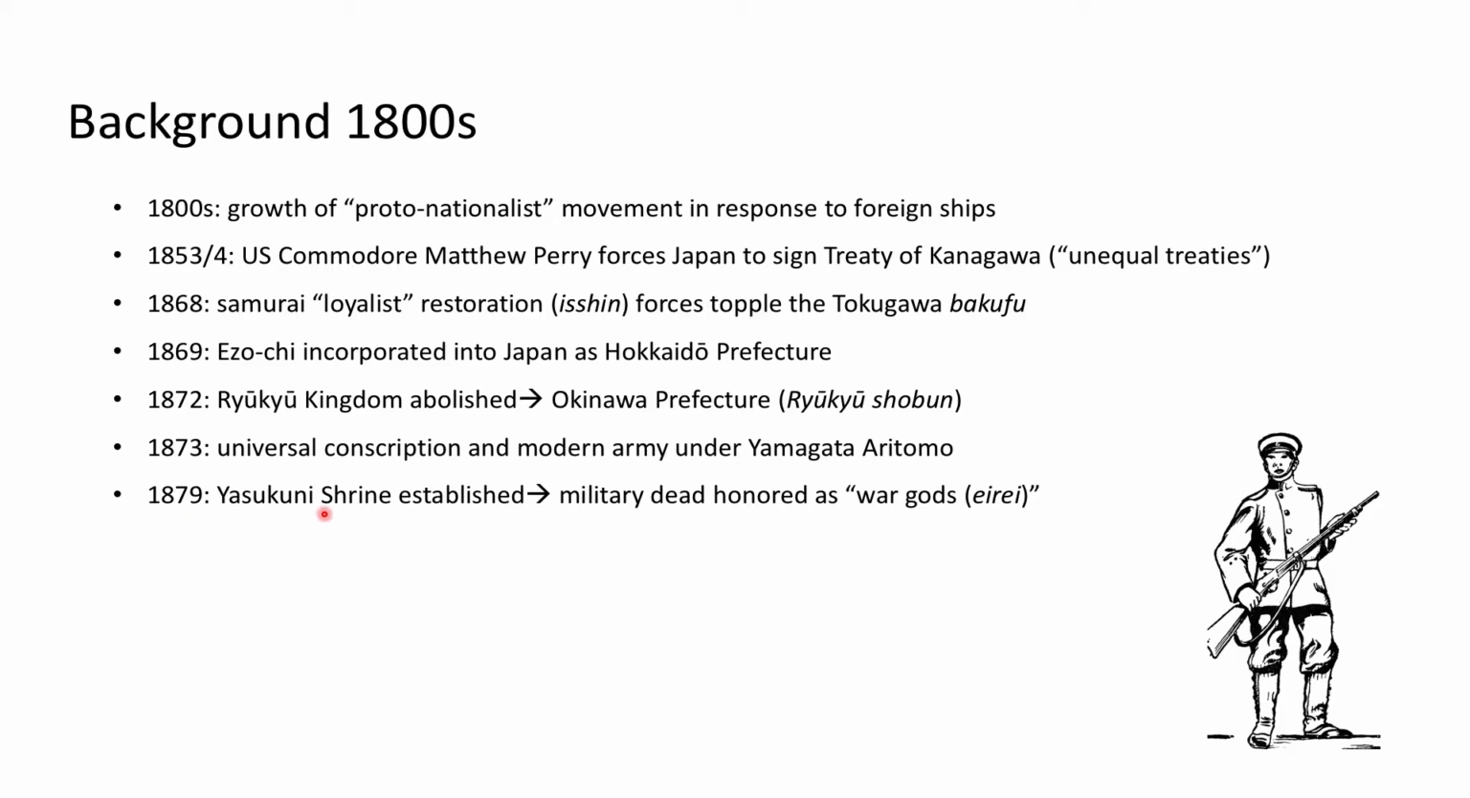In 1879, the Yasukuni Shrine was established, originally to honor the loyalist forces, the Ishin forces who had fought against the Tokugawa government in the Boshin War in 1868. And the Yasukuni Shrine was unique, and it remains unique to this day, and also quite problematic in many respects, in that initially it only honored the Ishin forces, and it did not honor those who fought on the side of the Tokugawa Bakufu.